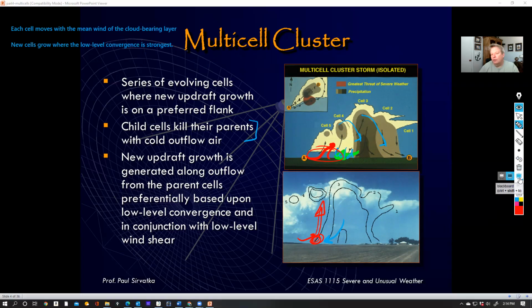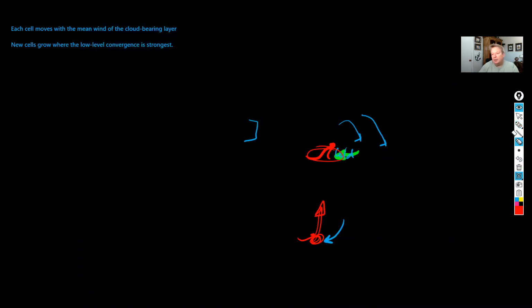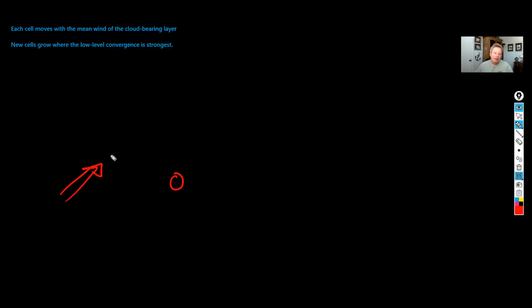Now, what does that look like overall? Well, I'm going to go ahead and erase all this stuff here because I don't need that. I'll keep this information. So imagine this, guys. Imagine that I've got a cell that forms someplace, and we'll say that this direction is the mean wind. So this cell is going to go with the mean wind. So we kind of imagine the cell growing, getting to its mature stage, and then as it goes further, it starts to dissipate again before it dies. So that's the evolution of this cell. We'll call it red cell.